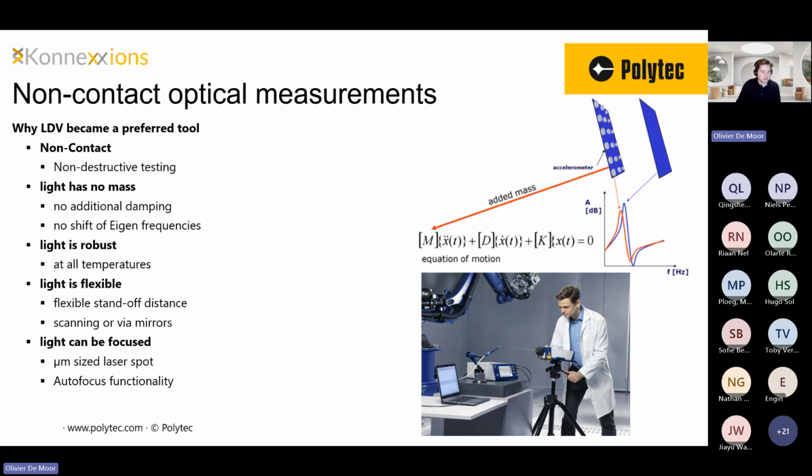And the laser beam itself is in terms of microns in diameter, so you can very accurately target your laser on a certain point on your object. Our latest systems are also equipped with an autofocus functionality, where the system actually finds the best focusing position for the certain standoff distance.